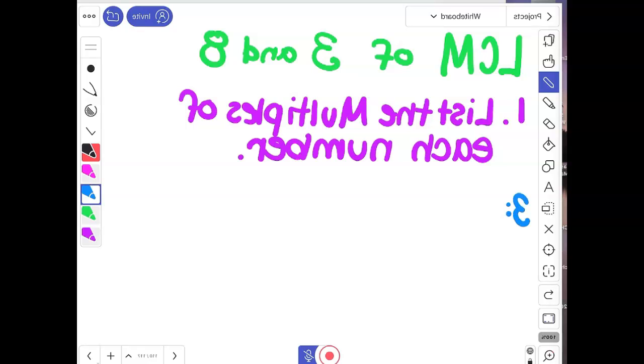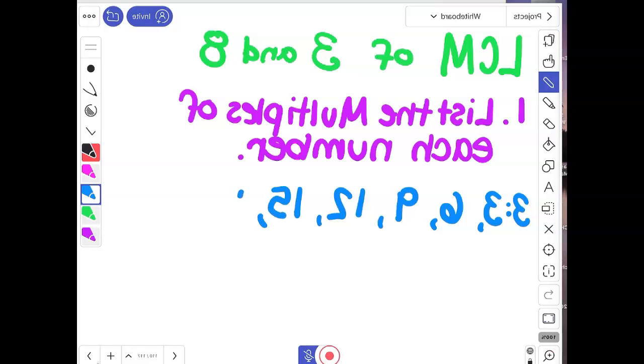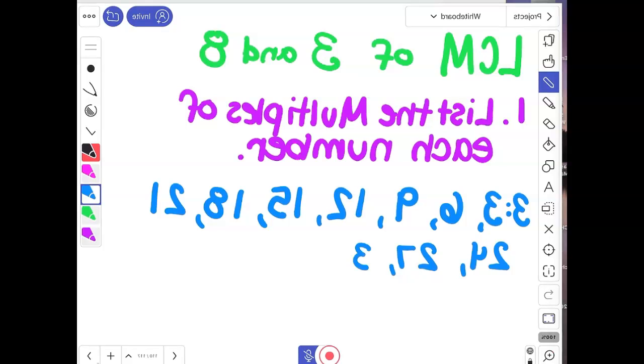If I'm listing the multiples of 3, it's all of the numbers that I get when I multiply by 3. The easiest way to do this is to start at the beginning. 3 times 1 is 3. 3 times 2 is 6. 3 times 3 is 9. 3 times 4 is 12. 3 times 5 is 15. 3 times 6 is 18. 3 times 7 is 21. 3 times 8 is 24. 3 times 9 is 27. 3 times 10 is 30.